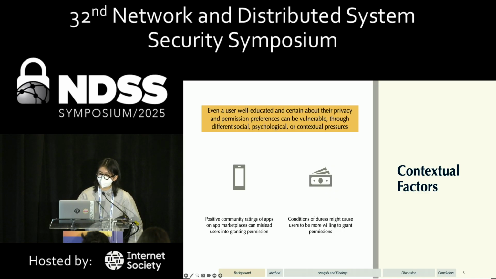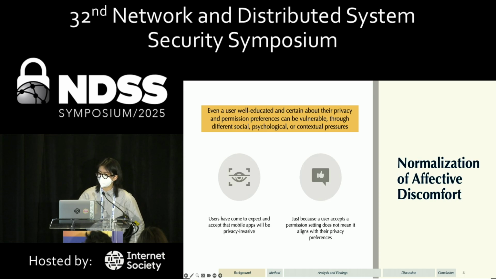To address these differences in contextual preferences, some work has actually tried to dynamically predict preferences for users based on their context. But these attempts have been primarily evaluated based on whether users would accept the permission setting. And this can be problematic for a few reasons. So recent work has posed that users have come to expect and accept that mobile apps will just be privacy invasive. And in particular, users are becoming habituated to being constantly uncomfortable with data usage by apps. So just because a user accepts a permission setting doesn't mean that it aligns with their privacy preferences.